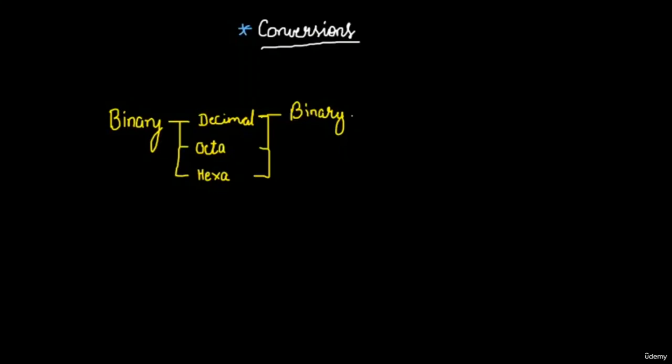Hello everyone, now we are going to learn about the conversions. The most important conversion that we are going to learn here is machine language to decimal, octal or hexadecimal, and then again from decimal, octal and hexadecimal to binary. This is going to be our bucket type thing that we are going to learn both the ways.